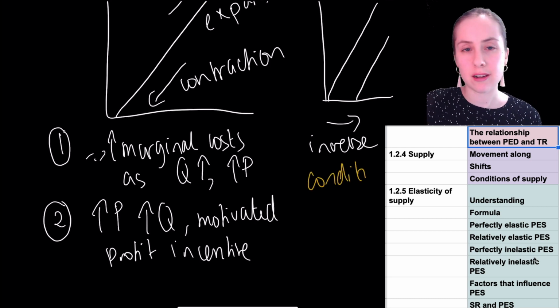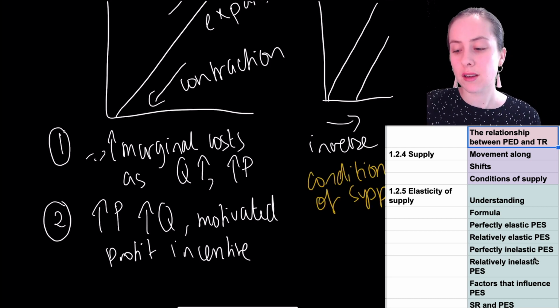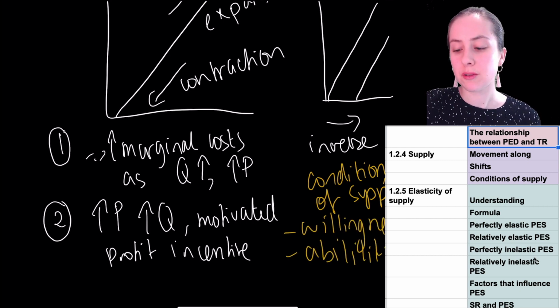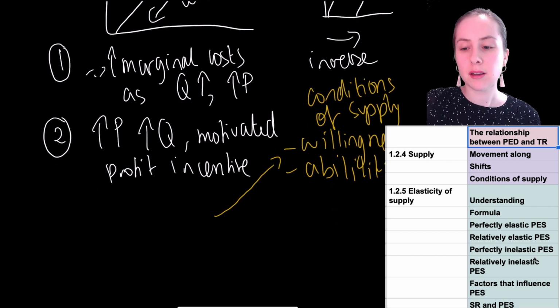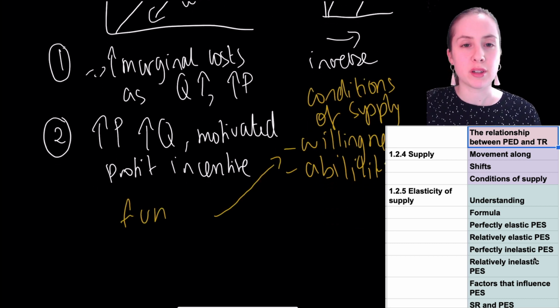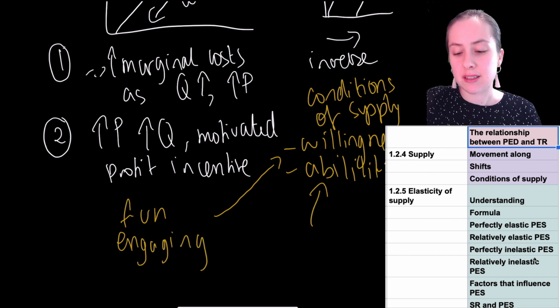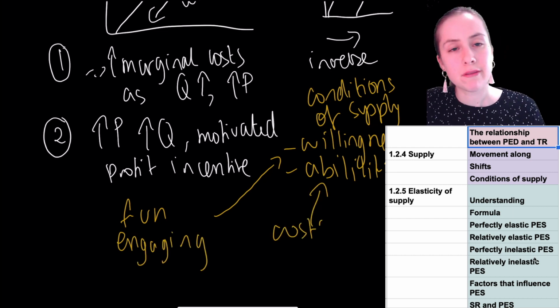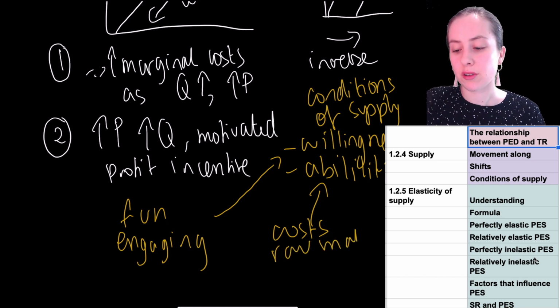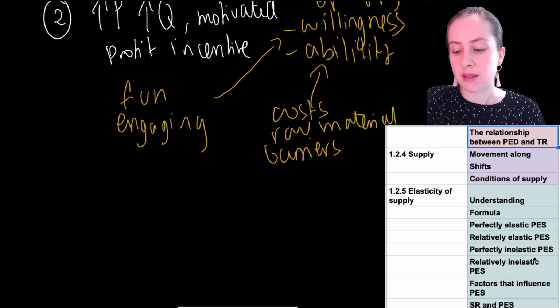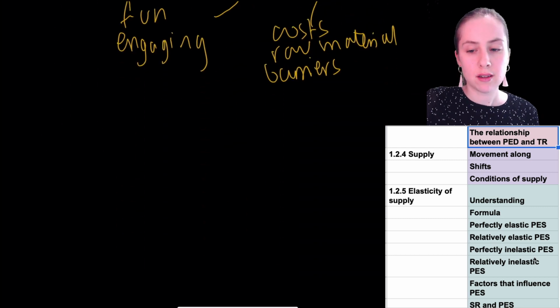Factors that shift your supply left or right are called the conditions of supply, and these are factors that affect the willingness of firms to supply something and also the ability for them to supply something. Things that could affect your willingness to supply something could be how fun it is, or how engaging it is, or how interesting it is. Things that affect firms' ability to supply something could be what their costs of production are doing, what the raw material prices are, and whether there are any barriers to enter this market or grow in the market.